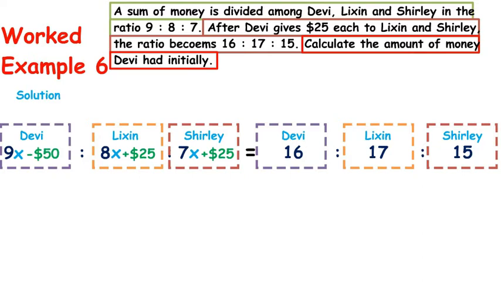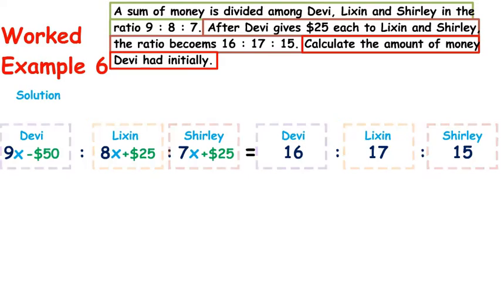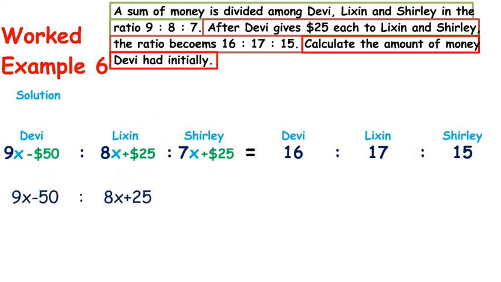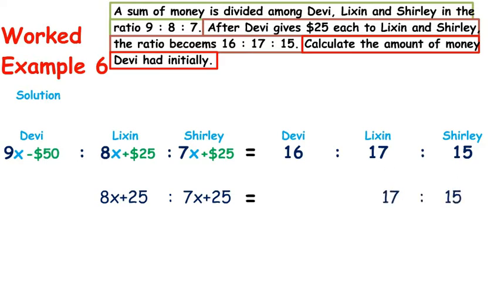As the ratios are equivalent, we can write them as fractions. As you know, we cannot write three ratios as a fraction. We have to choose two of them. You can choose 9x minus 50 is to 8x plus 25 equals 16 is to 17, or 8x plus 25 is to 7x plus 25 equals 17 is to 15. Whatever you choose, the answer will be the same.